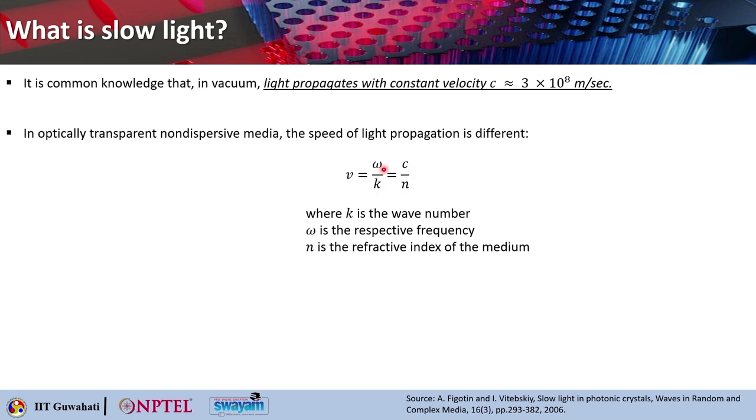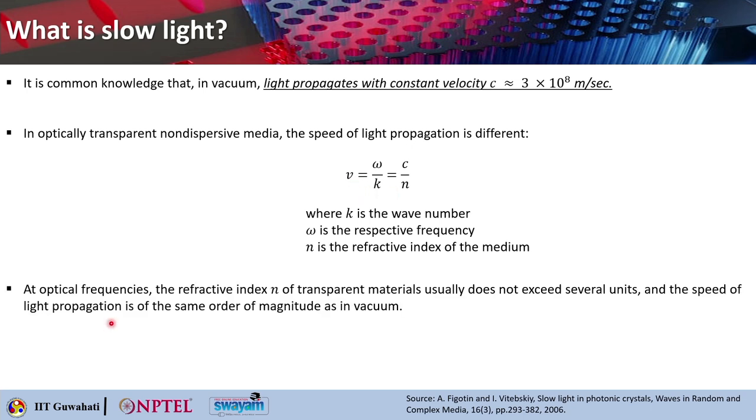So, what is omega? That is the respective angular frequency, k is the wave number, and this ratio, omega by k, is equivalent to c by n. c is the speed of light in vacuum, and n is the refractive index of that medium. So, larger the refractive index, slower will be the velocity of light.